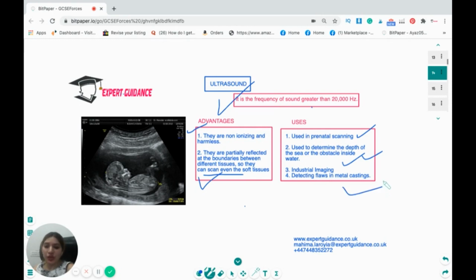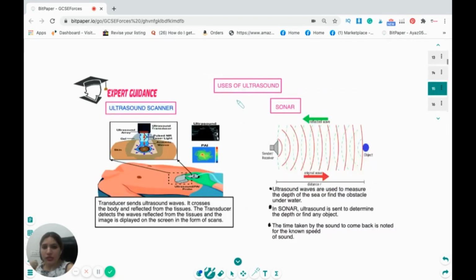Now, you should know the advantages and uses of ultrasound. They have come up in the exams, like note-making questions or some short questions, like what are the advantages, why ultrasound is used in prenatal, because they're non-ionizing and harmless. So you should know all these points. So what are the uses of ultrasound?